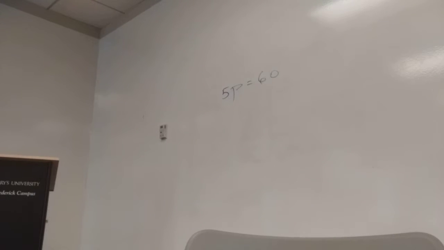5p equals 60. Okay, you read equal. It's got to be an equation. How do we solve equations? We have to do something to both sides. How do you decide what you're going to do to both sides? Listen to him.